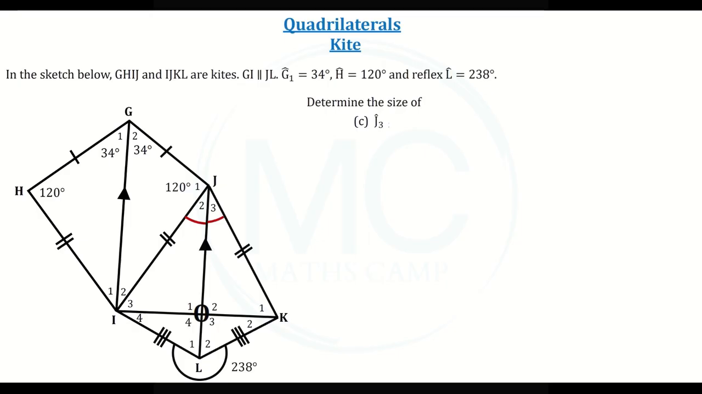J2 and J3 sit on either side of the main diagonal JL, so let's make this diagonal blue. The question tells us that GI is parallel to JL, and we can see it over here and over here. So let's make GI blue as well.